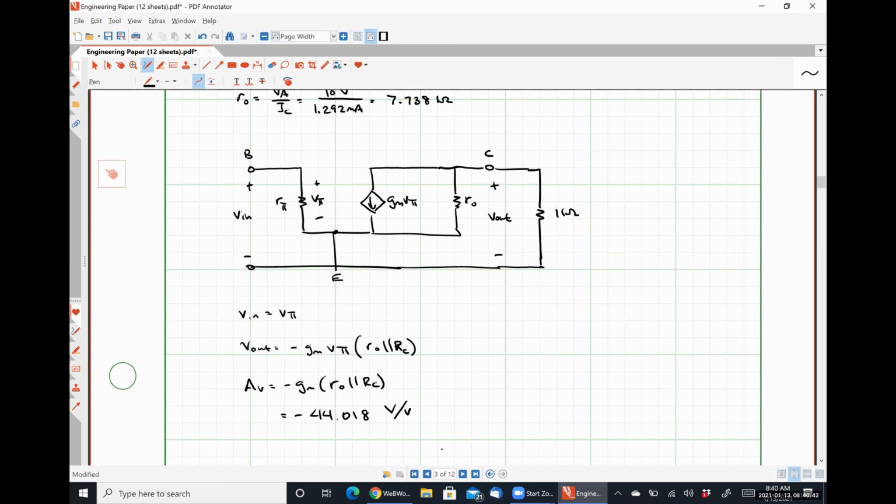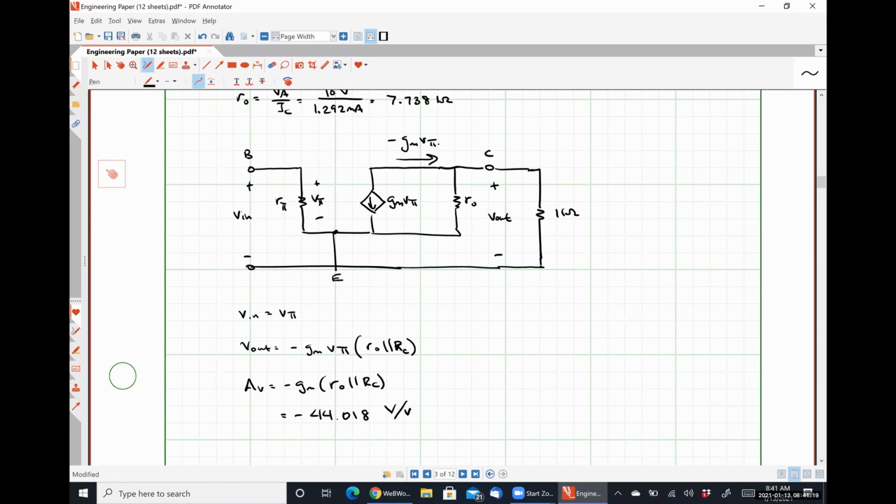Everybody okay with how I determined the gain there? Makes sense. Cameron. Yeah, so that's where the negative sign comes from. The current flowing into that parallel resistive network is negative gm V pi, multiplied by the parallel resistors. Current times resistance gives us our output voltage.